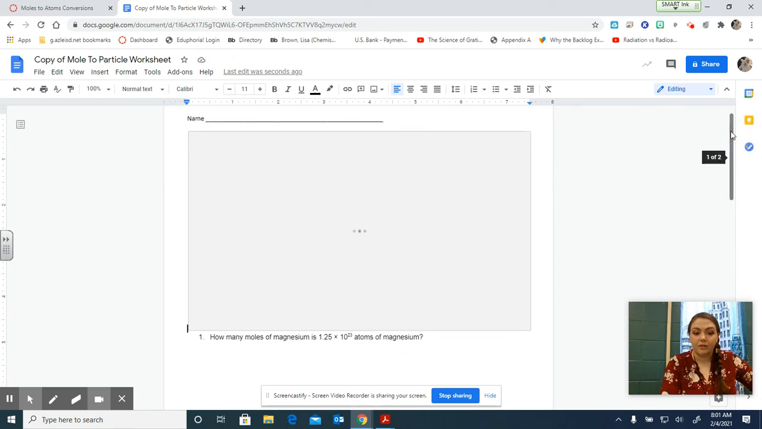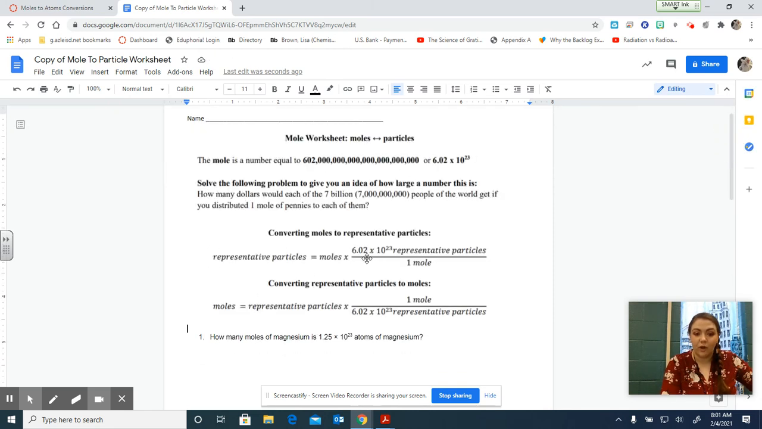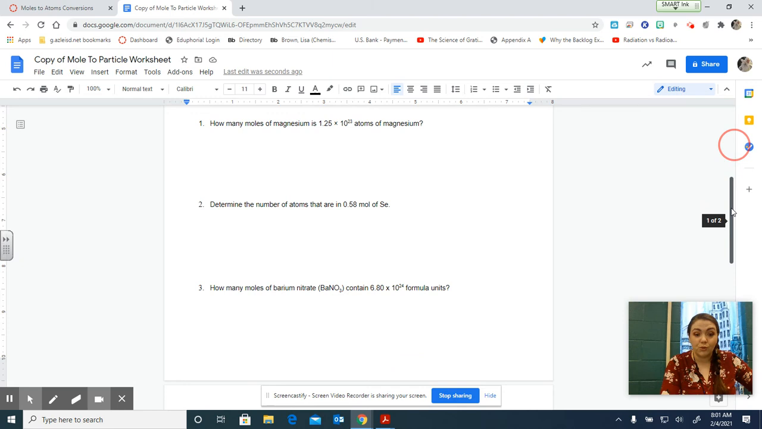When you get your worksheet open today, it does have this little helpful chart up here reminding you the two ways to be able to write it. And so those are the only conversion factors that you will use today. Okay, so actually this first problem will work. All right, let's look at it.